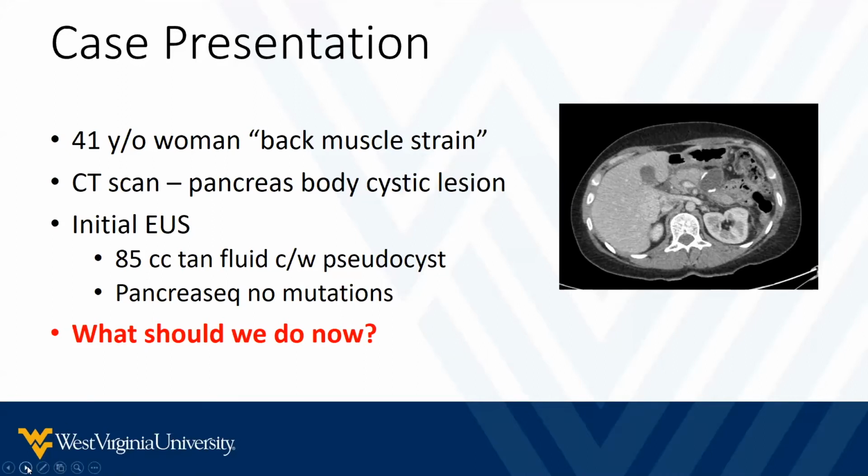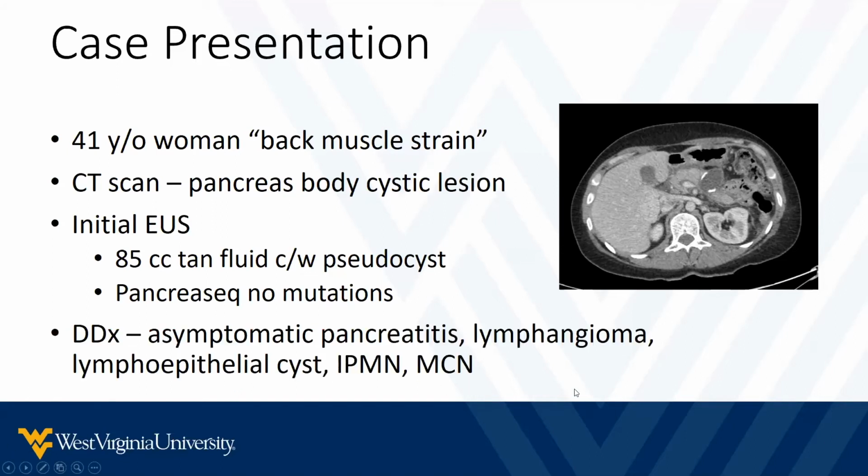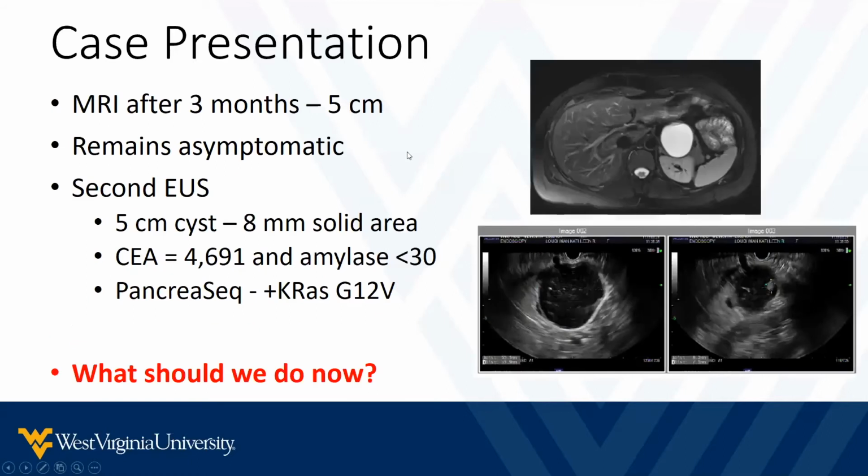So as we do, I got the team together and we talked about options for her, and certainly we thought she had still a broad differential diagnosis of asymptomatic pancreatitis with a pseudocyst, a lymphangioma, lymphangioepithelial cyst, IPMN, MCN, lots of things on the differential. Ultimately, I came to talk with her again, and we settled on a plan of short interval surveillance and did another MRI after about 3 months, first and foremost to see if the cyst fluid would reaccumulate. And it did reaccumulate, and the cyst continued to measure about 5 centimeters in size.